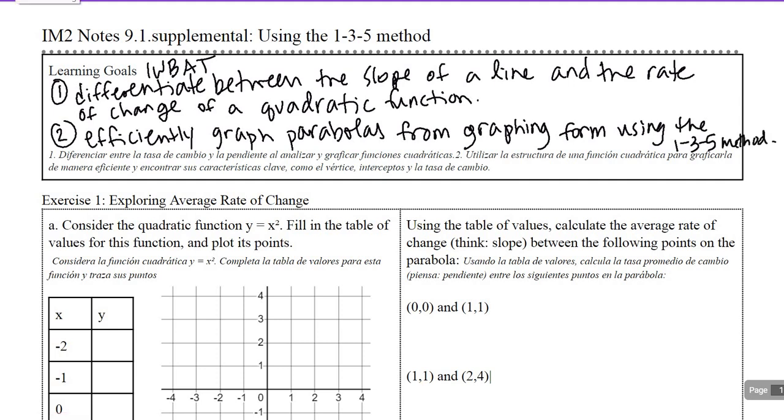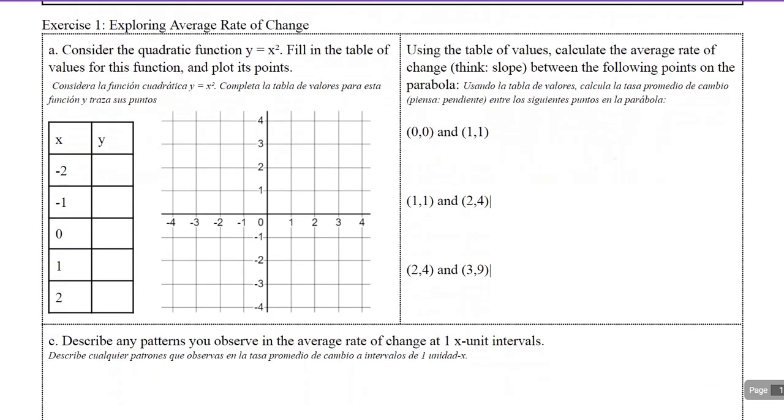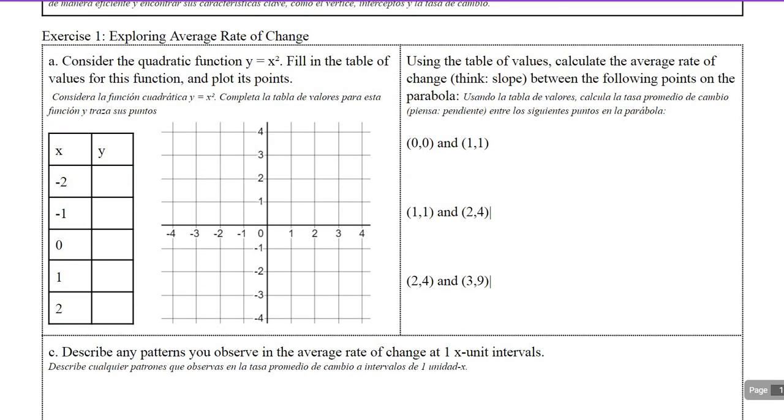Let's get started. Exercise number 1, exploring average rate of change. We consider the quadratic function y equals x squared, and we'll fill in a table of values for the function and plot its points. So I'm going to square these values to get y. Negative 2 squared is 4, negative 1 squared is 1, 0 squared is 0, 1 squared is 1, and 2 squared is 4. Let's plot these points: negative 2, 4, negative 1, 1, 0, 0, 1, 1, and 2, 4, connecting with a smooth curve.